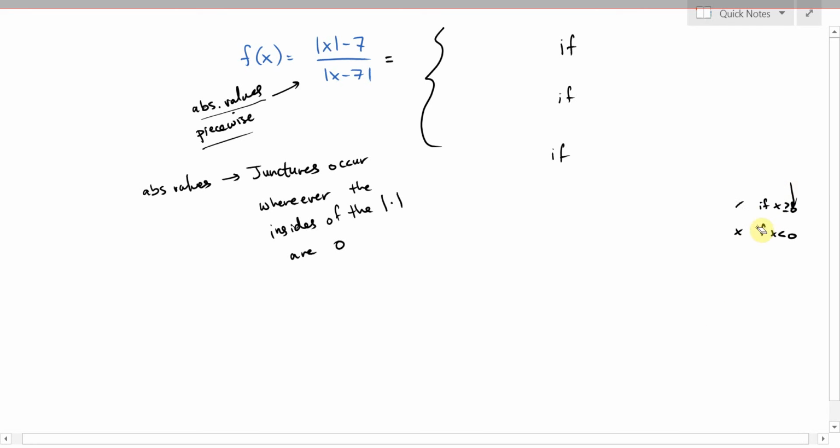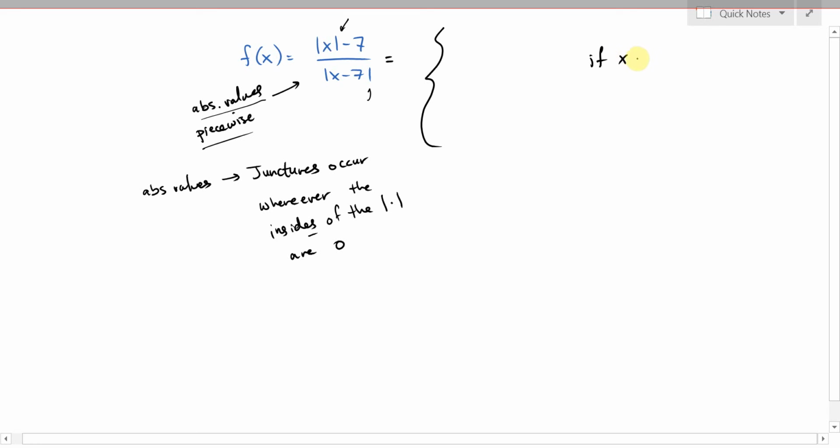So if we have the absolute value of something other than that, something like x minus 7, we have to ask ourselves, when is x minus 7 equal to 0? I said the insides of the absolute value signs because we have 2 of them here. So that means that we're probably going to have 2 different junctures. One because of this absolute value sign, and one because of this absolute value sign. Alright, so let me do one at a time to make it a little bit simpler. Let's worry about this first absolute value sign.